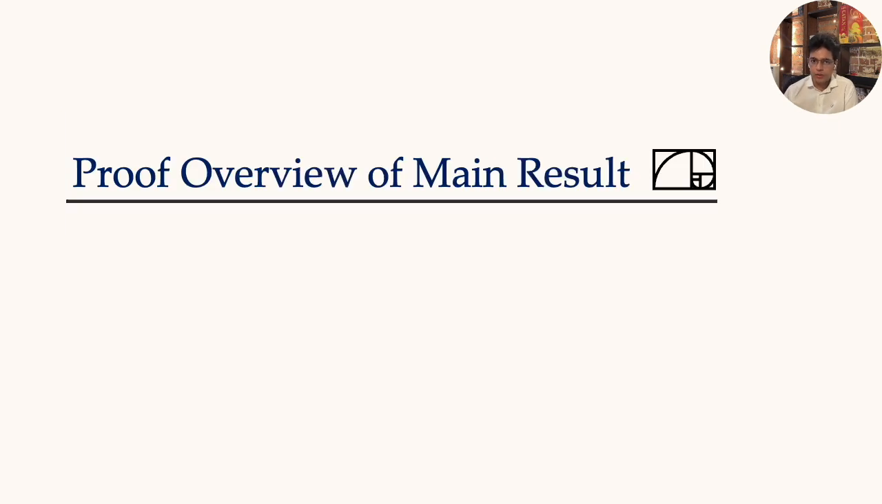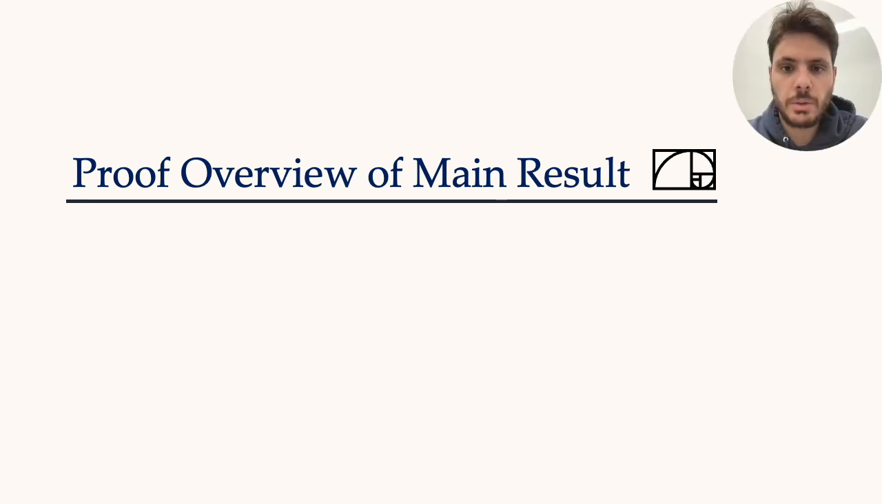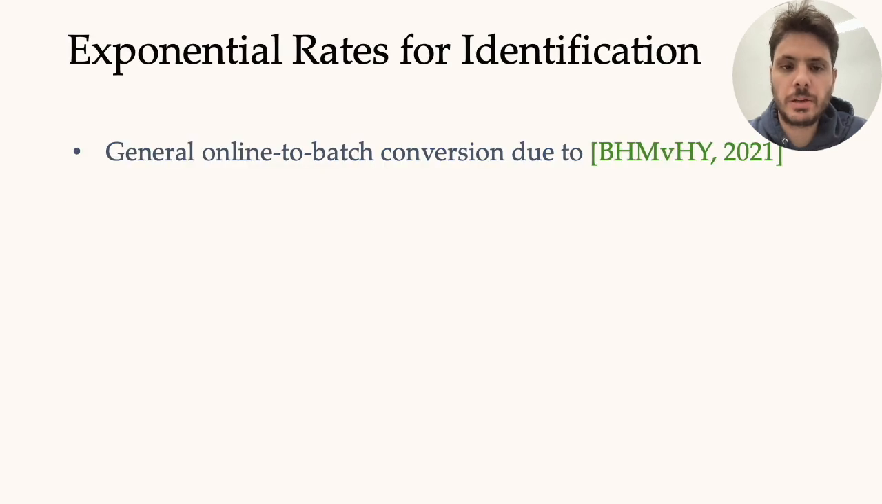With that, I'll hand over to Grigoris to give an overview of the proof of our main results. I will now take over and give some more detailed proof overviews of some of our main results in this work. I will start off by explaining our approach to get exponential rates for language identification.